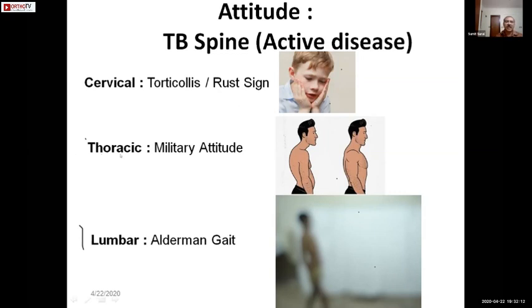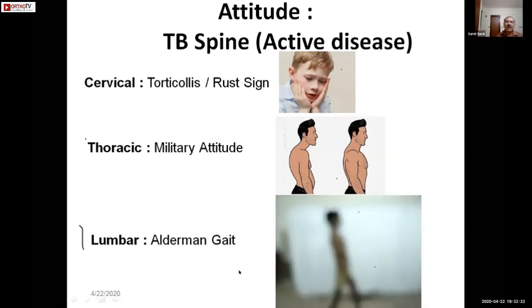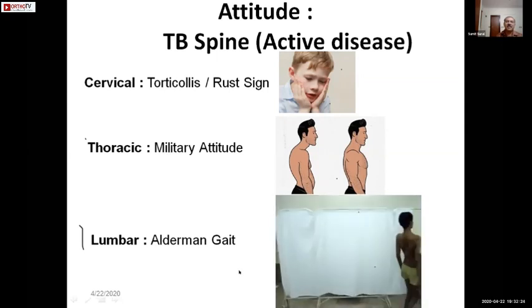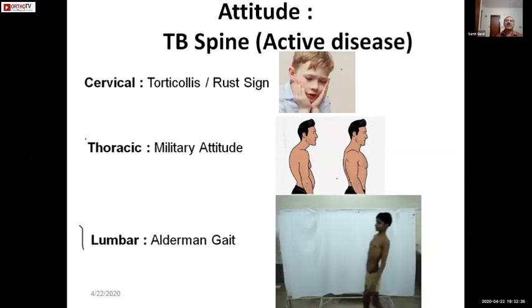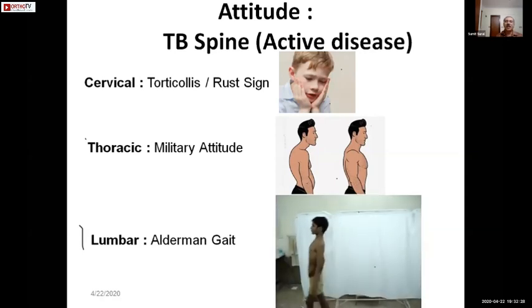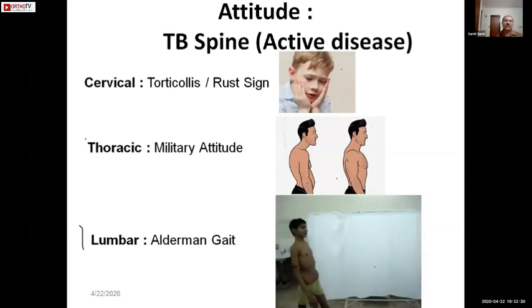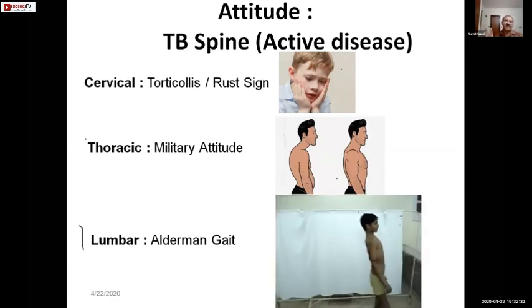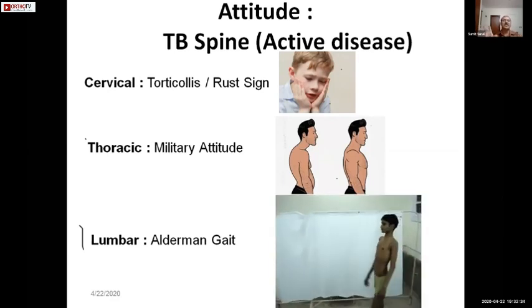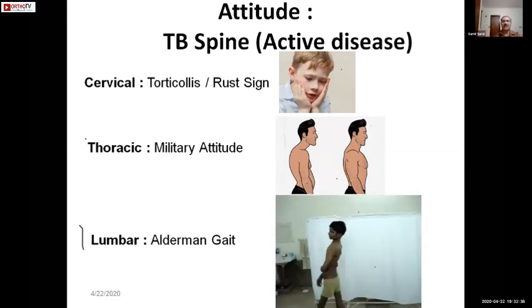In the thoracic spine, a spasm could give rise to a squaring of shoulders, sort of an attitude like a military attitude. And in the lumbar spine, we have the alderman gait. Because of the spasm in the lumbar spine, the patient is walking like an alderman. Alderman is a term used in the US or in Western countries for city councillors. So they're walking as if they're highlighted.